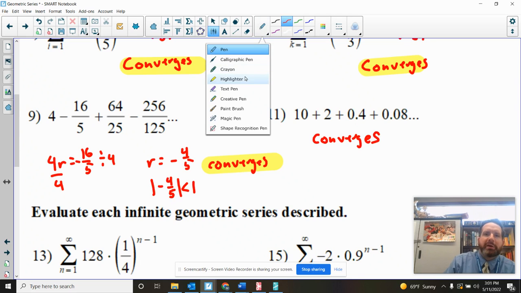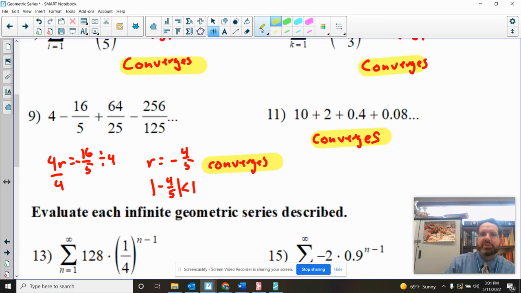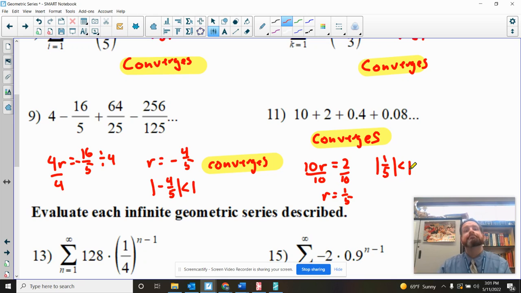Now let's be a little bit more careful. We'll take a moment, just make sure we can figure out what that common ratio is. So 10 times that common ratio equals 2. Divide by 10. That means your common ratio is 2/10, which is 1/5, which as a decimal is 0.2. The absolute value of that common ratio is less than 1. Therefore, we have that series converge.